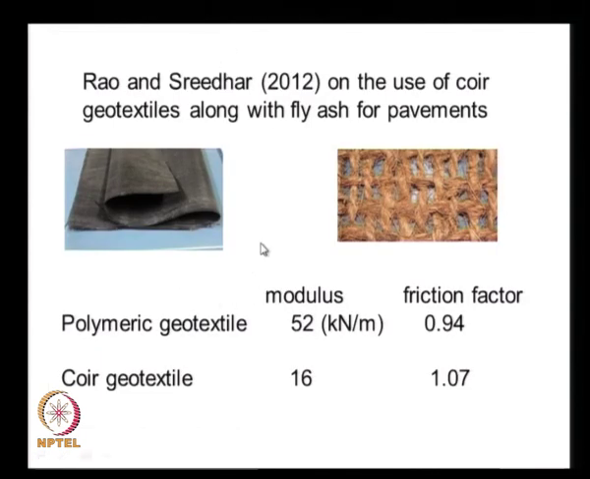And similar data was also published by other researchers, and one example is the paper by Rao and Sridhar that was published in 2012. They compared the performance of a coir geogrid, which is very rough like this, with a geogrid made of synthetic polymeric material, whose surface is very smooth like this, which has a modulus of about 52 kilonewtons per meter, and the coir geotextile has a modulus of 16 kilonewtons per meter. This is the secant modulus at 5% strain, and the friction factor is 0.94 from the modified direct shear test, whereas for coir geotextiles it is 1.07.